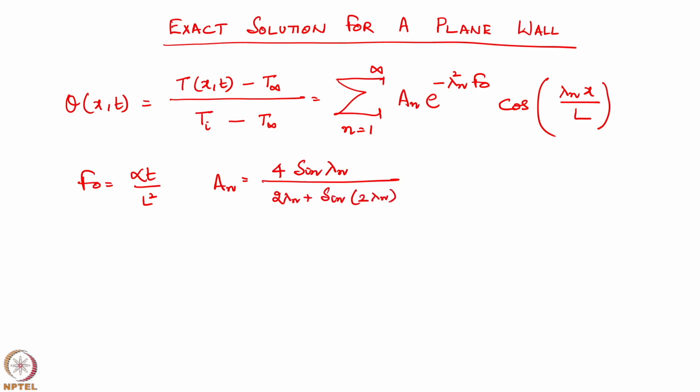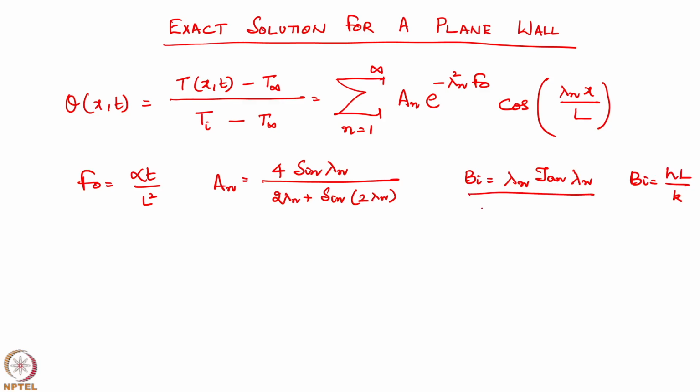Now who gives me lambda n? Lambda n is obtained if you know the Biot number. You will be knowing the Biot number for your problem. So lambda n tan of lambda n equals the Biot number. And what is the definition of the Biot number? Biot number is h L by k. k is the thermal conductivity of the plane wall.